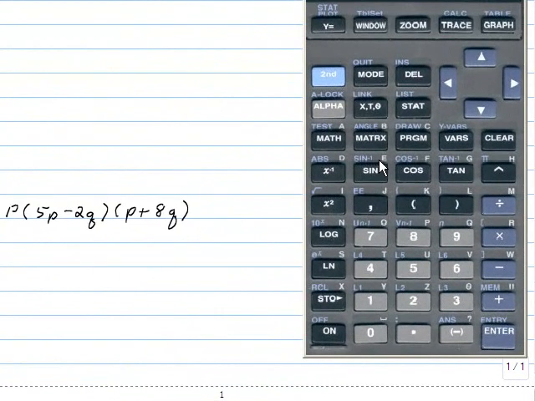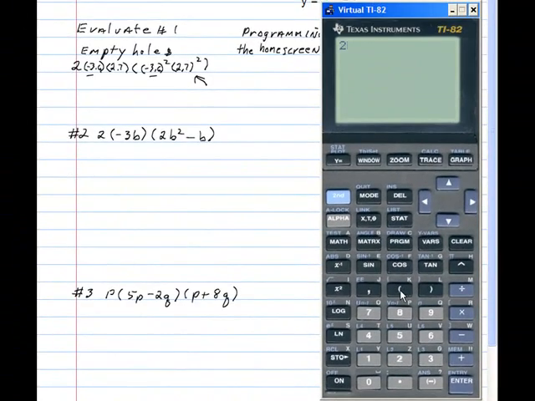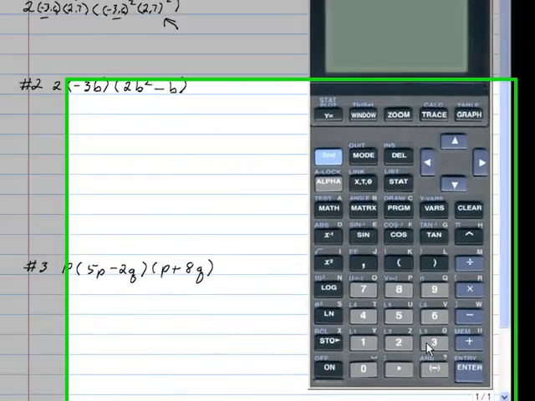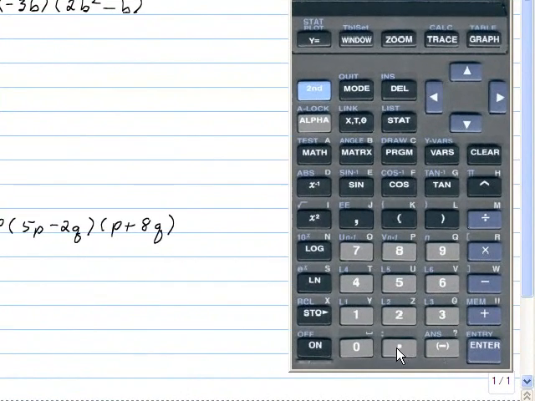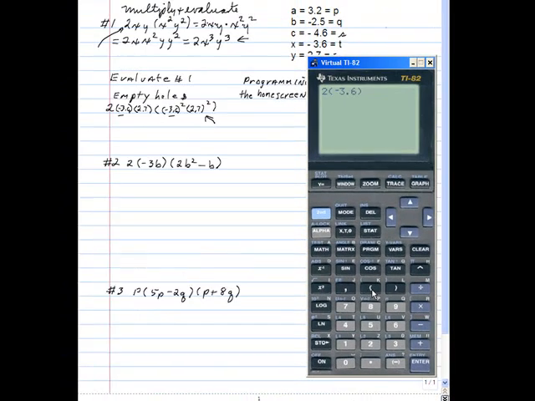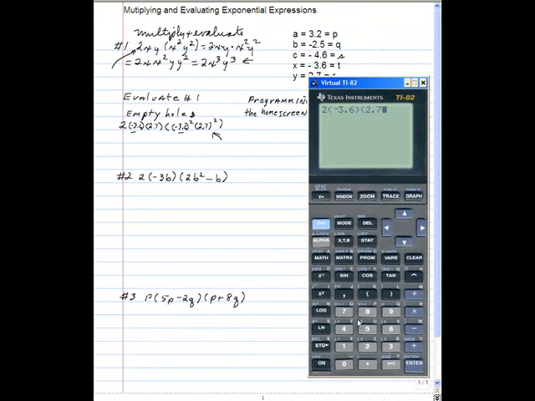So I want 2 open brackets. So I come down here, 2 open bracket. Negative 3.6, negative sign 3.6, close bracket. Then I want open bracket 2.7, close bracket. Okay, the next thing is an open bracket and then another open bracket, negative 3.6 close bracket.